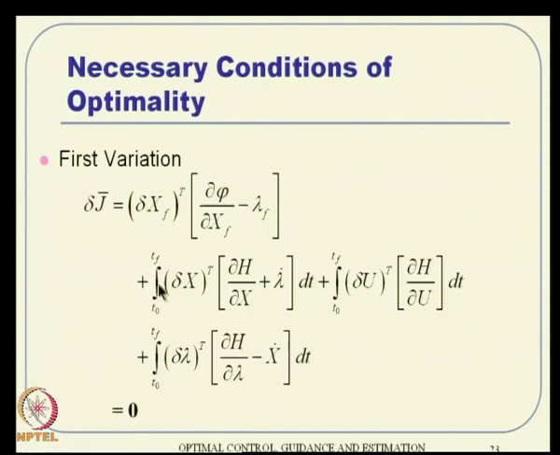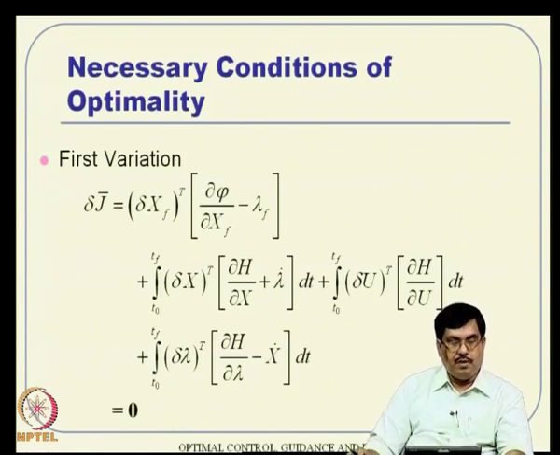So again, this leads to the requirement that the first variation has to be 0, and it has to be 0 for all possible variations of x, u, lambda, delta x f, everything actually. That means the coefficient needs to be 0. Okay, so this coefficient needs to be 0. This is the fundamental theorem that we discussed in the calculus of variations class also.